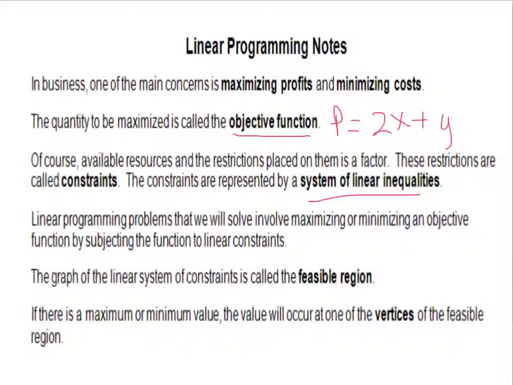The graph of your linear system constraints, the solution, is called the feasible region. So that area that is completely shaded in by all the different graphs, that's your feasible region. What's cool about that feasible region is that's all of your solutions. All of those could be possible maximum or minimum values. But what we find is that your maximum or minimum value always occurs at the vertices of the feasible region.